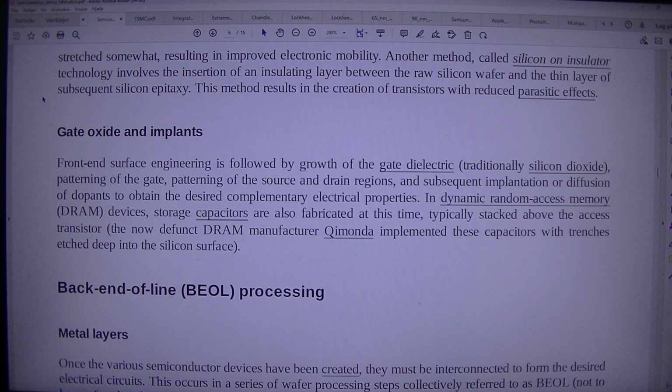Another method, called silicon on insulator technology, involves the insertion of an insulating layer between the raw silicon wafer and the thin layer of subsequent silicon epitaxy.